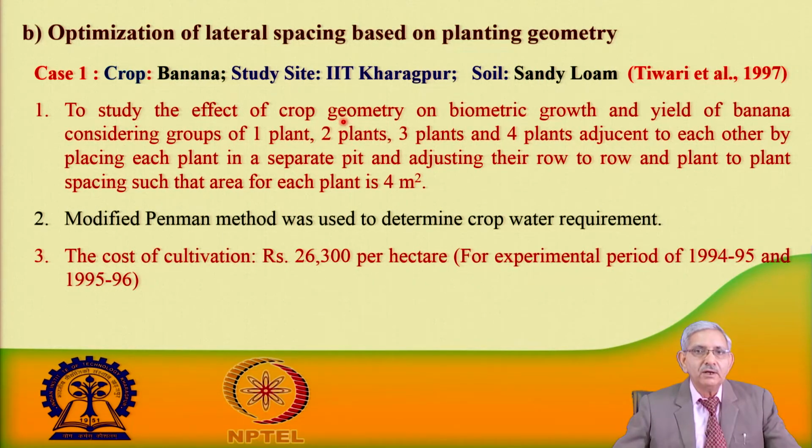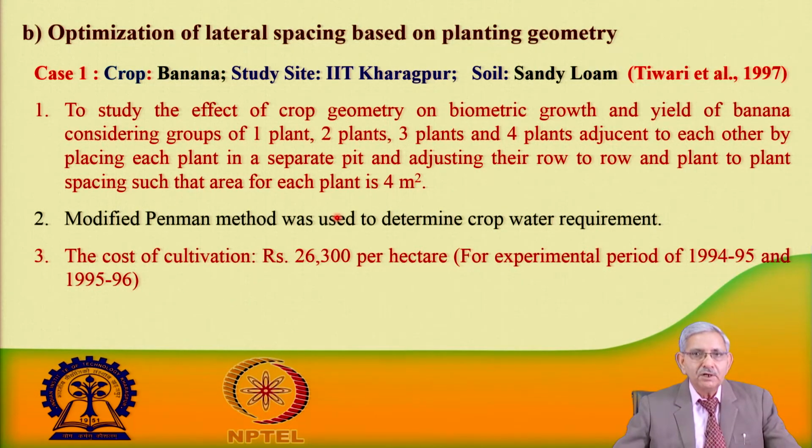So, we took one plant, two plants, three plants and four plants adjacent to each other, considering different plant to plant and row to row spacing, taking the area under each plant as 4 square meter, that is 2 meter by 2 meter. Then we gave the irrigation amount of water by estimating from the weather data, climatic data, using the modified Penman method, and estimated the evapotranspiration requirement of the crop.